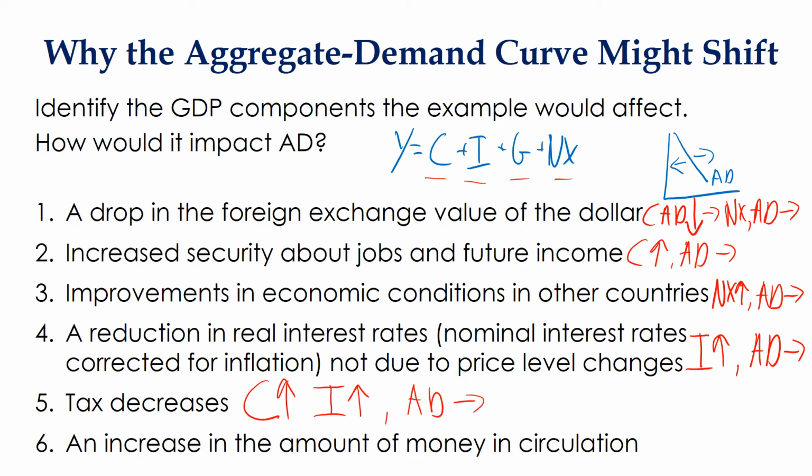Number six, an increase in the amount of money in circulation. Woohoo! They're printing money. That's going to impact which variables? You got it. Consumption is going to go up, and also investment is going to go up as well. And that's going to shift the aggregate demand curve to the right. Wow, this stuff is easy.